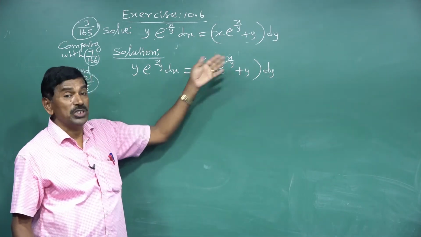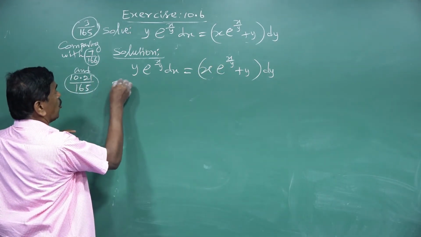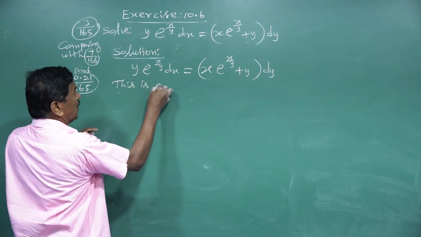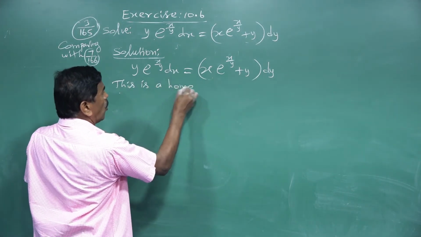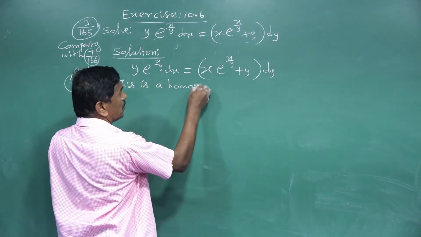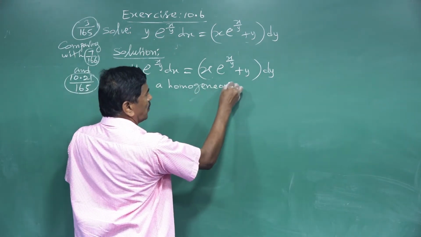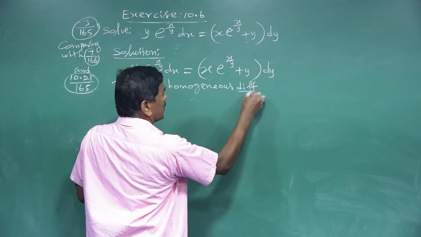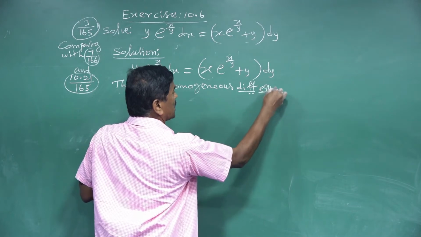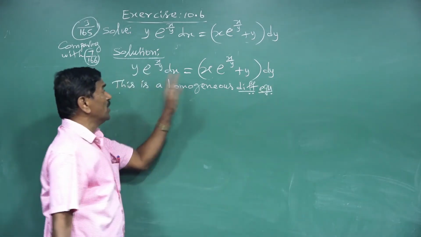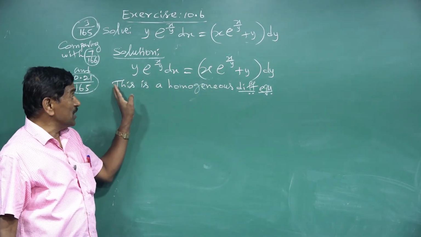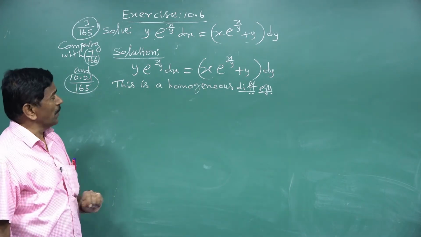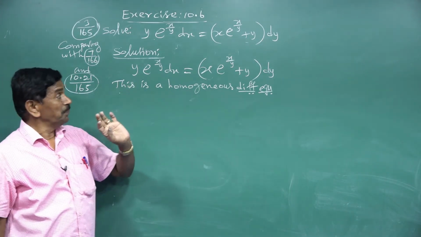So this is a homogeneous differential equation, because all the terms' powers are equal. Okay, and it is a Bessel sum.